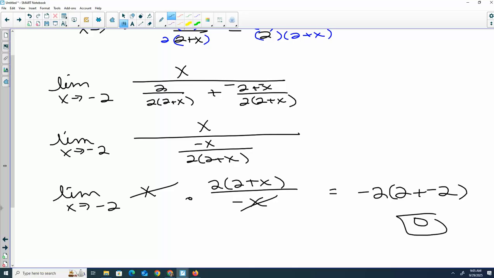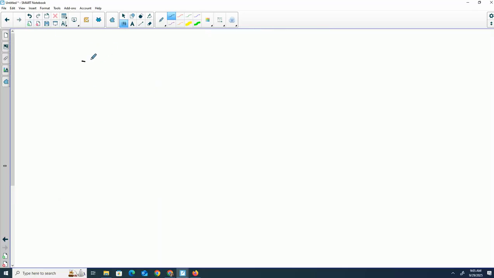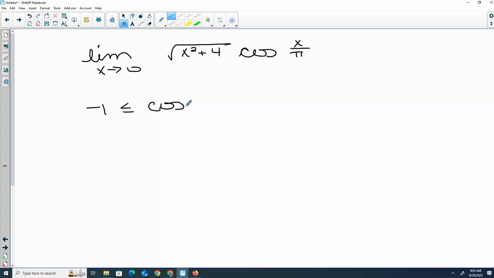Okay, so those were pretty much all the rules we used here. Also on the quiz, I told you there would be a squeeze theorem. So if I asked you to find like the limit as x approaches 0 of the square root of x squared plus 4 cosine of x over pi. How did we begin these? So then we can change the angle to whatever we need. Then we can multiply by this radical, which is legal because it's a square root, so I know it's a positive number.